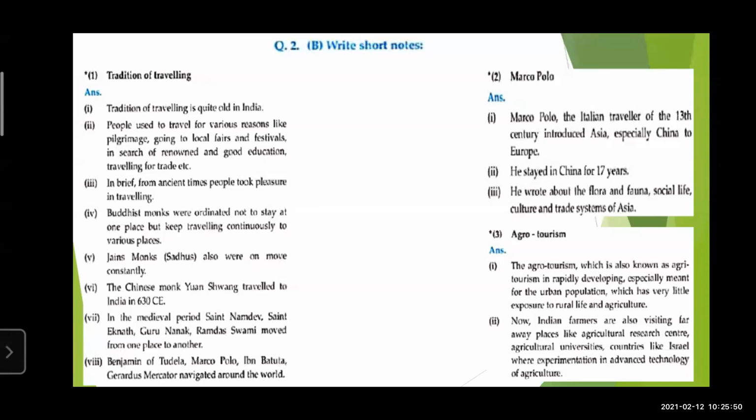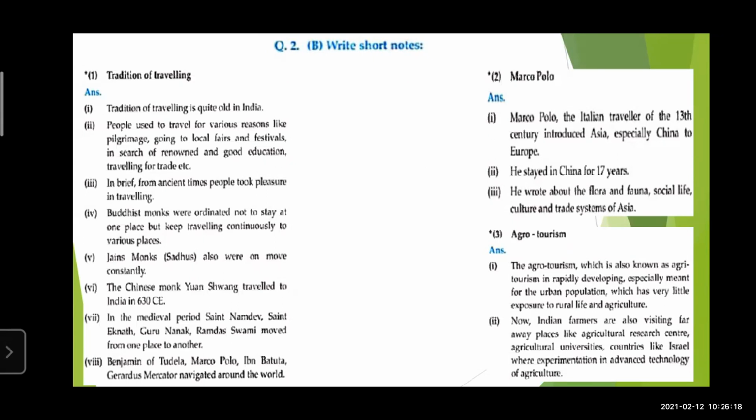In the third point, in brief, from ancient times, people took pleasure in traveling. Buddhist monks were ordained not to stay at one place but keep traveling continuously to various places. Then the fifth point, Jain monks and sadhus also were on the move constantly. Then the Chinese monk Yuanshang traveled to India in 630 CE.